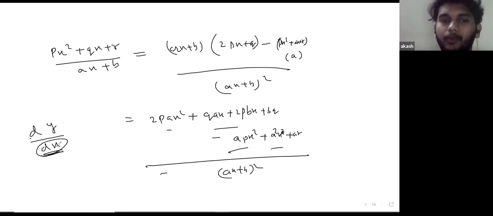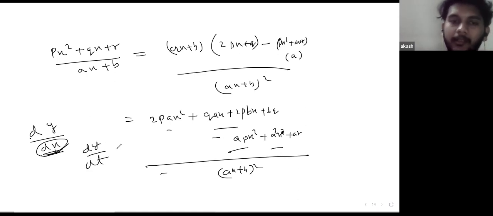dy upon dx. If you have to differentiate with respect to t, you will be writing dy by dt. So that is what is meant by with respect to.